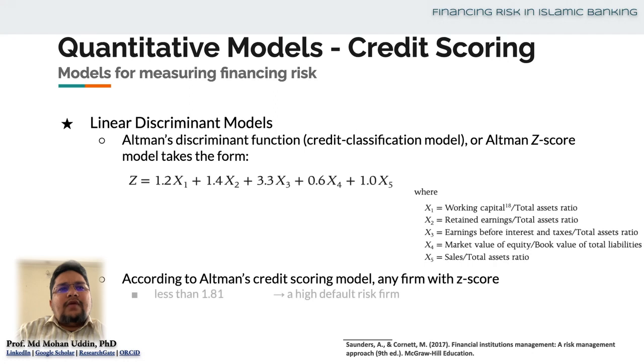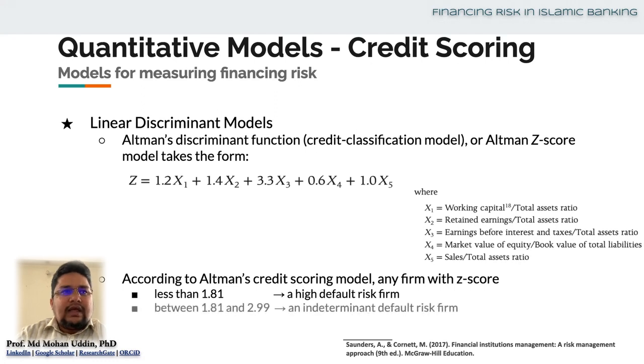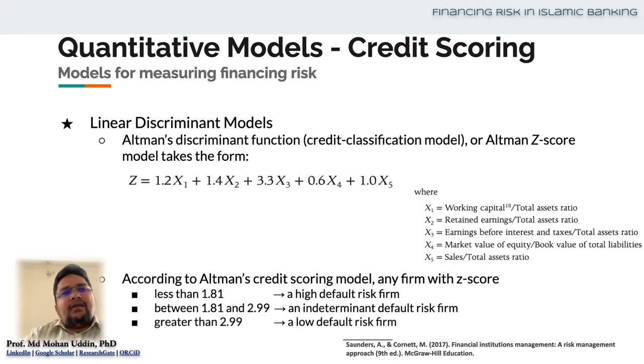And if the Z-score is less than 1.81, then the firm will be treated as a high default risk firm. That means the client will be treated as a high default risk client. And if it is above 2.99, then we can treat the financing customer as a low default risk firm. But if it is in between, that means between 1.81 and 2.99, then we cannot decide about the firm. We can say that we cannot decide based on this model.